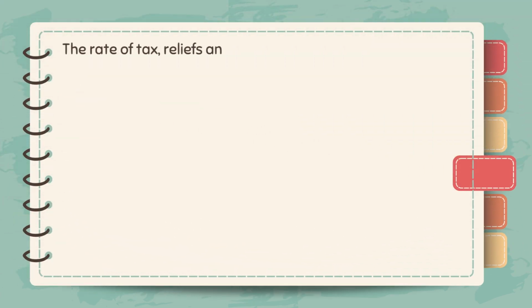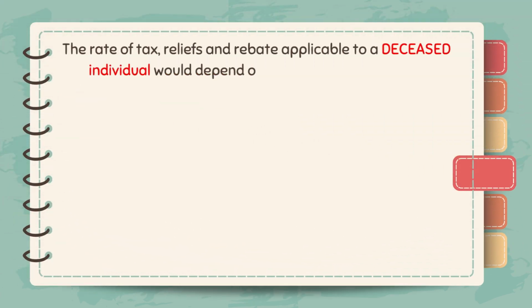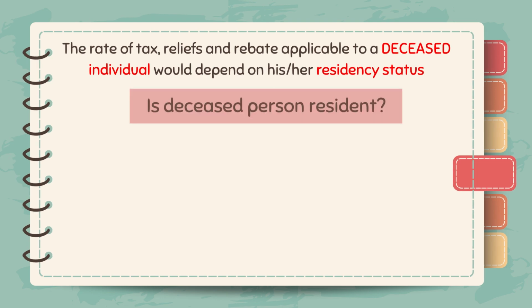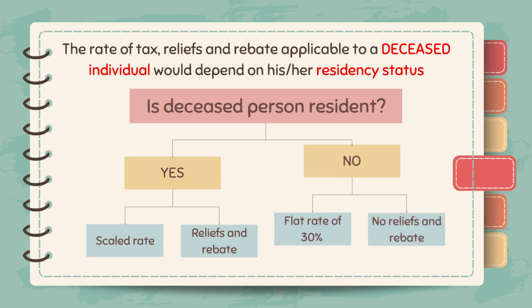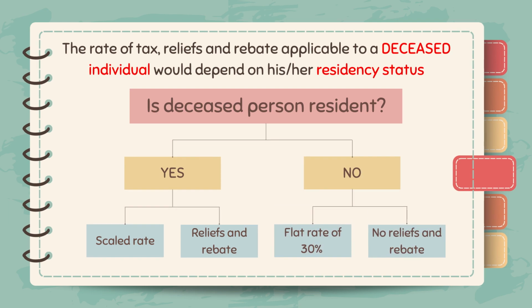The rate of tax, reliefs and rebate applicable to a deceased individual would depend on his or her residency status. Is the deceased individual a resident? If the deceased individual is a resident, they are eligible for a scaled rate with reliefs and rebate. Conversely, if they are not a resident, a flat tax rate of 30% is applied, without any reliefs or rebates.